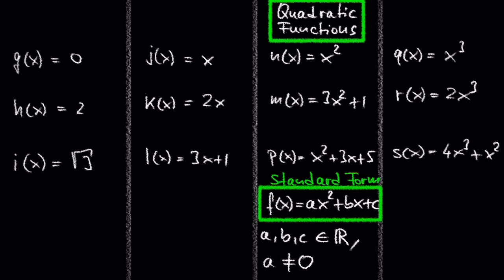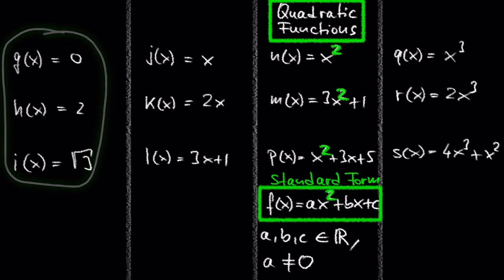A quadratic function is a polynomial function whose greatest exponent is 2. Sometimes a quadratic function is called a second-degree equation because it's a polynomial of degree 2. By the way, these functions are constant functions.